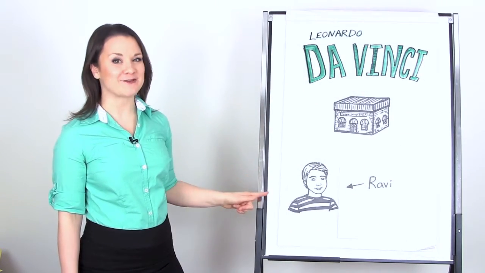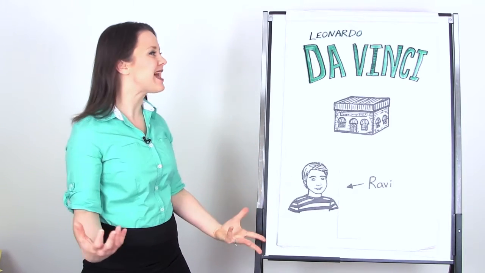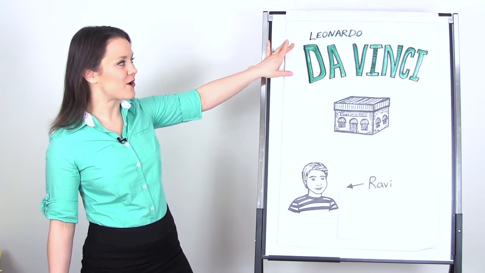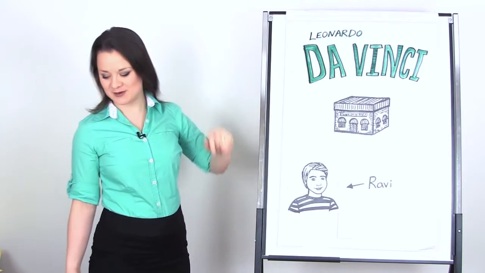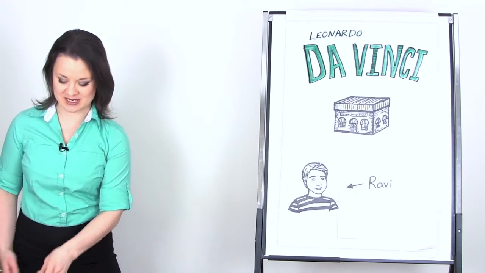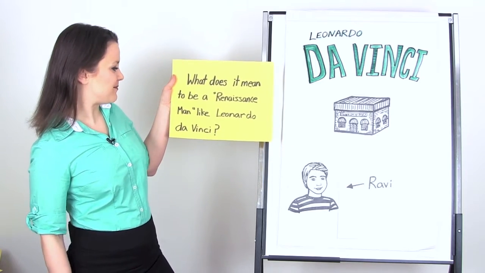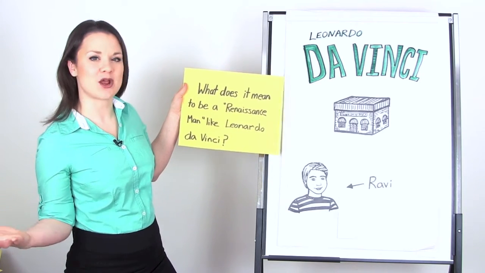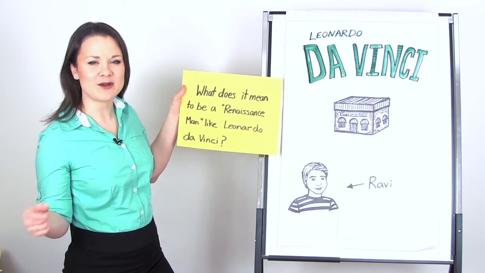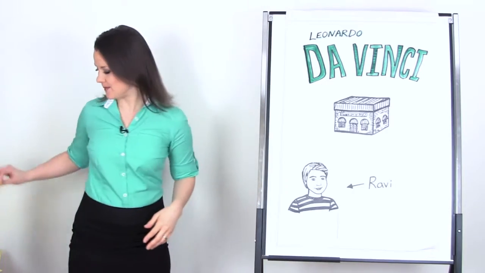Next we have Ravi, and Ravi is a history buff. He loves looking back into the past and seeing what can be learned there. He's been interested lately in Leonardo da Vinci, that great Renaissance inventor and artist. So here's the question that got his inquiry started. What does it mean to be a Renaissance man like Leonardo da Vinci? He'd heard that term Renaissance man, wanted to explore more. What does that mean in connection with Da Vinci?